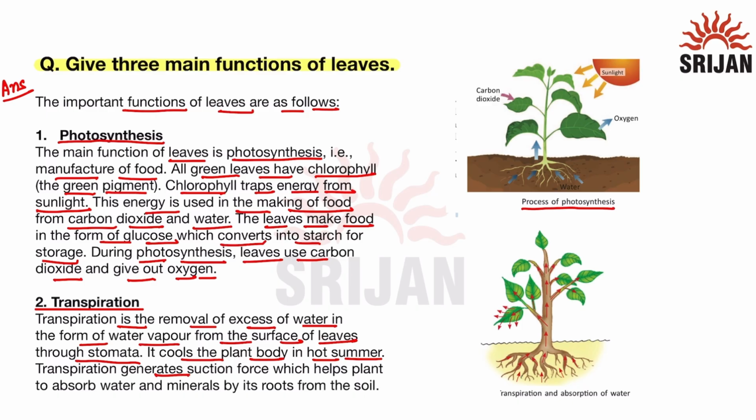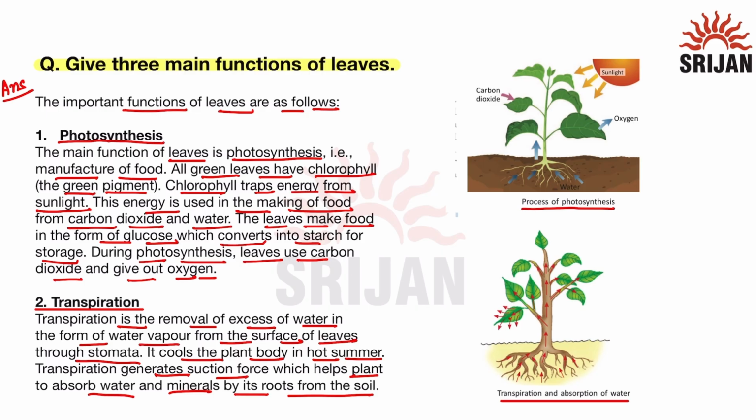Now transpiration generates suction force which helps the plant to absorb water and minerals by its roots from the soil. So transpiration also serves another function, that it creates a force through which the plant can absorb the water and minerals from the roots in the soil. So we can see the figure which shows transpiration and absorption of water.